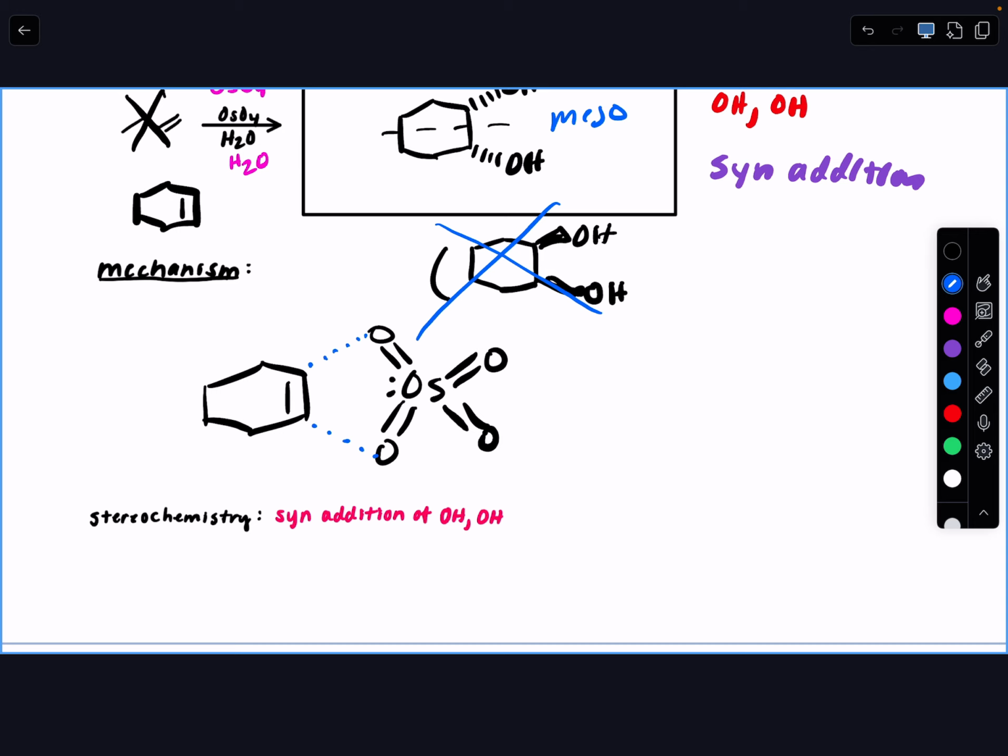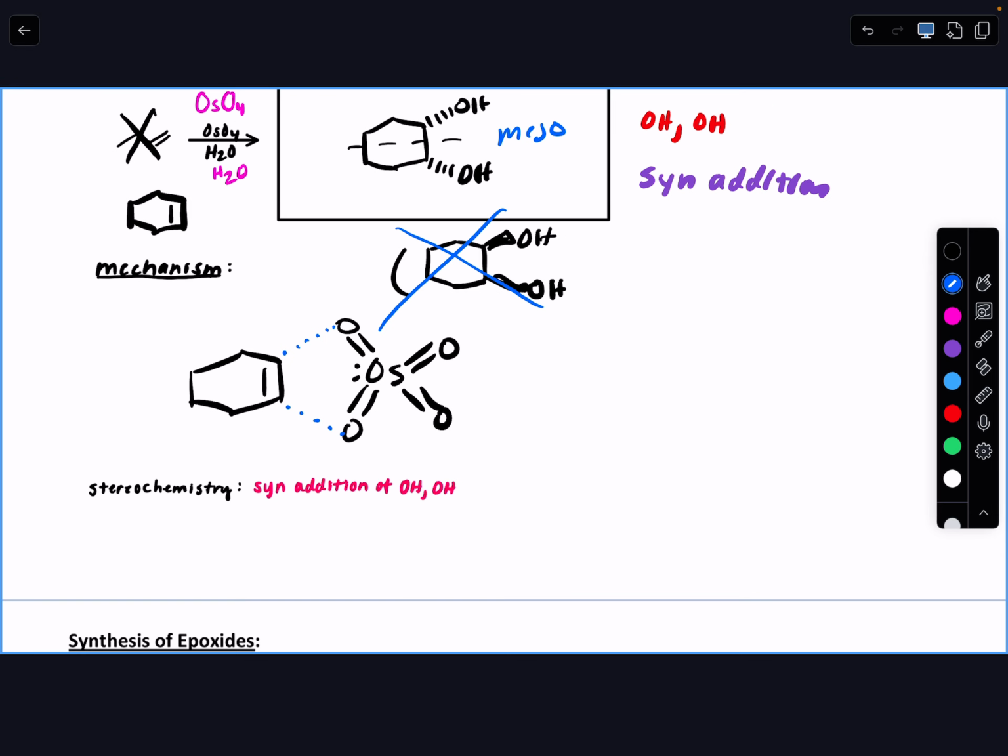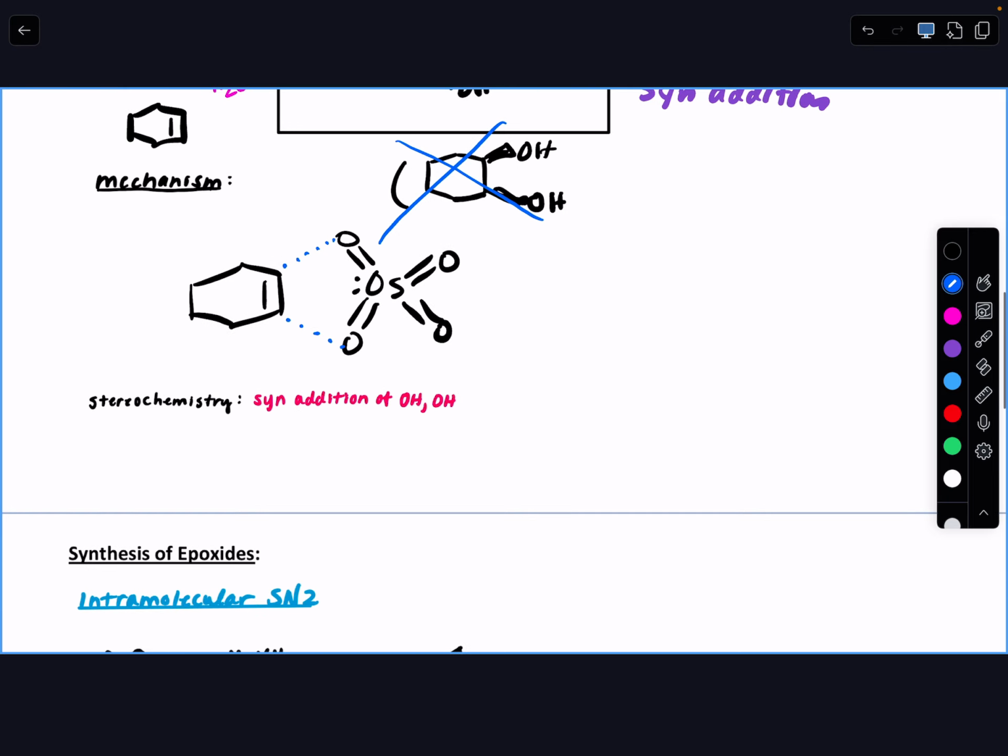Both of those oxygens are sort of clamping down on the alkene from that reagent at once. So osmium tetroxide either needs to come from one face or the other face, but both of those oxygens will be delivered to the same side. So obviously there's more to that mechanism, but you don't need to worry about any more than that.